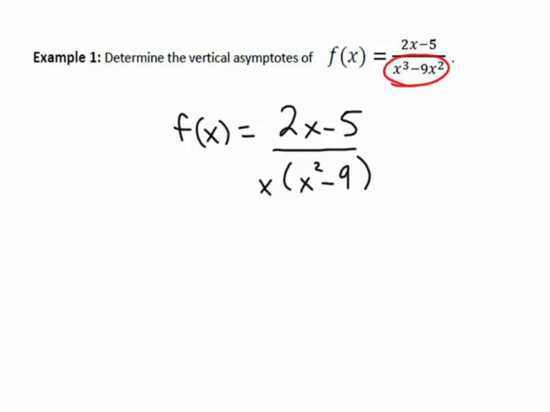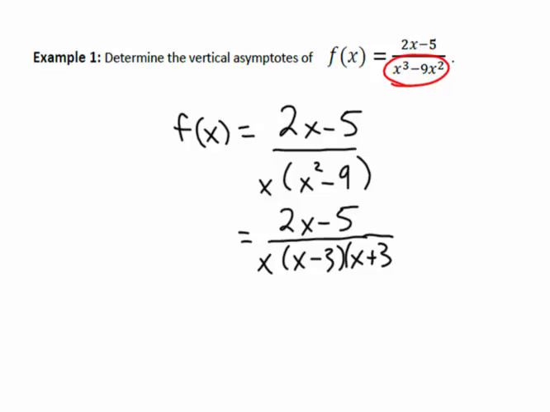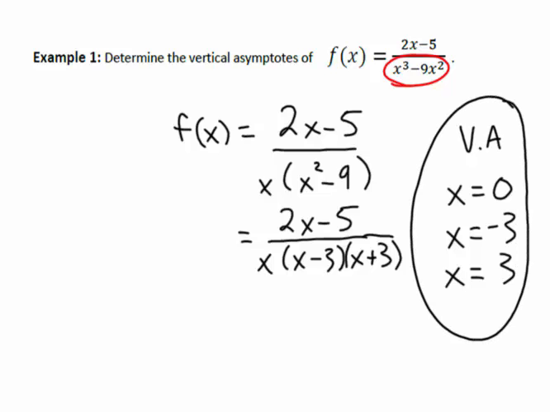There's our denominator in factored form, but we have to go one step further because we have a difference of squares in the denominator, which becomes x minus 3 and x plus 3. Now that it's in fully factored form, our zeros are x equals 0, x equals negative 3, and x equals 3. And these zeros in the denominator are actually our vertical asymptotes. And that's how we determine the vertical asymptotes of any function.